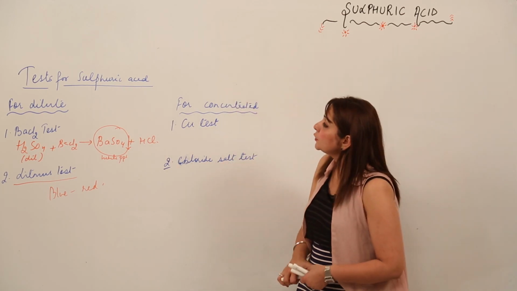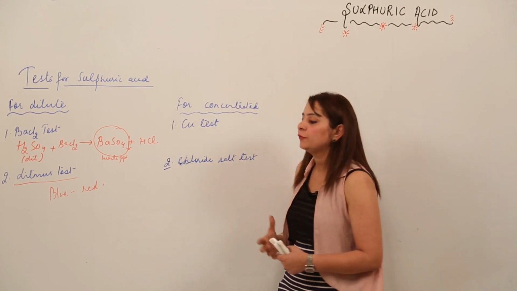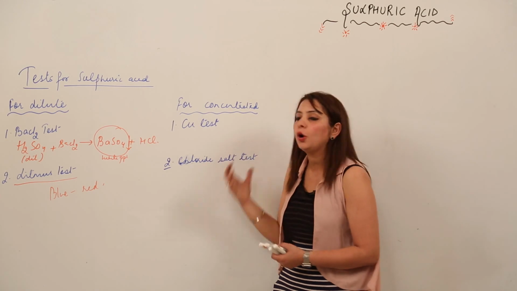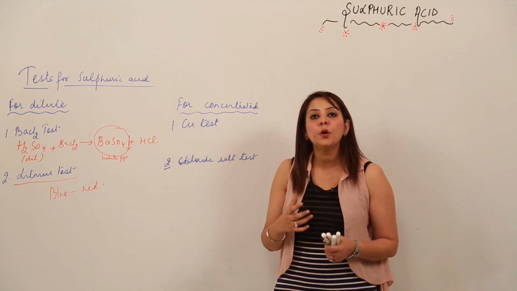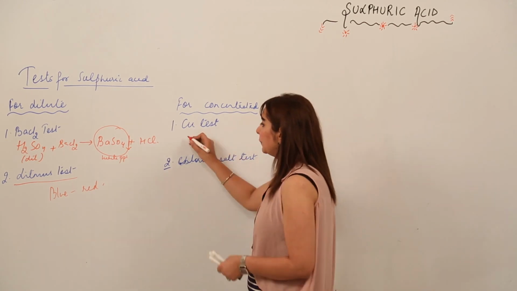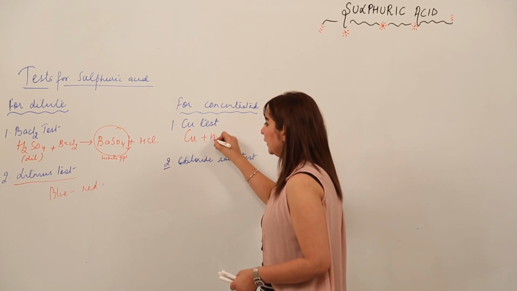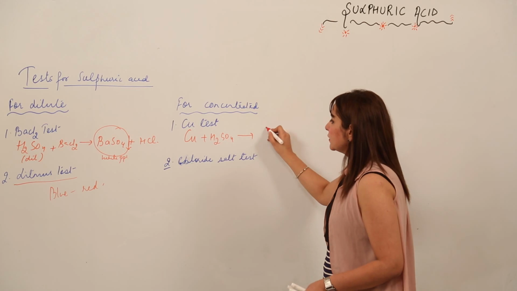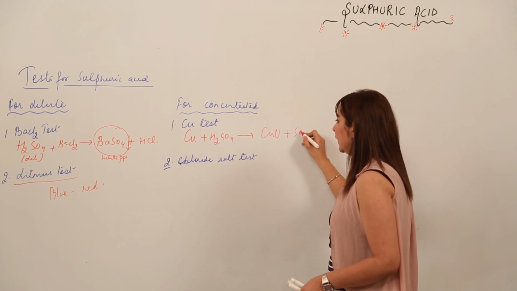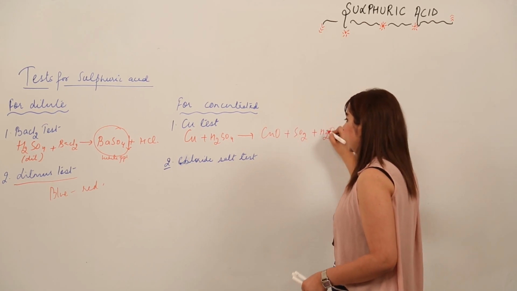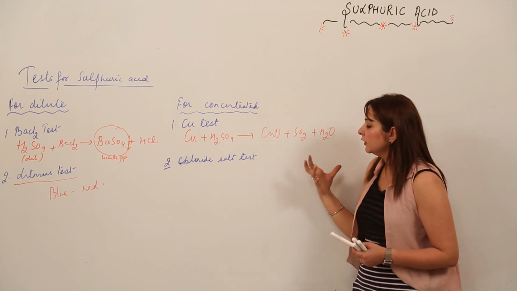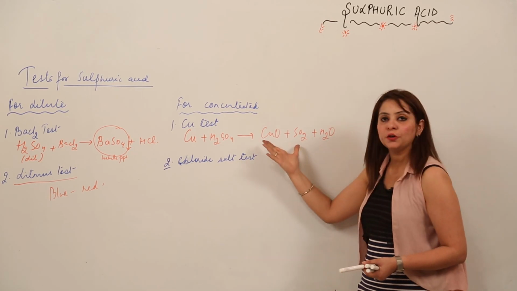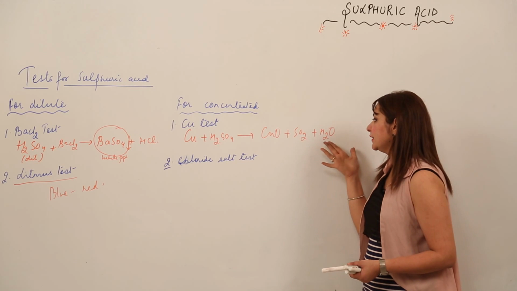Now, in order to identify concentrated sulfuric acid, we carry out the copper test, right. We react it with copper metal. So what happens when we react with copper metal? What do we get? We get copper oxide, we get SO2 and we get H2O. Like I have told you, the products are copper oxide, sulfur dioxide and H2O.